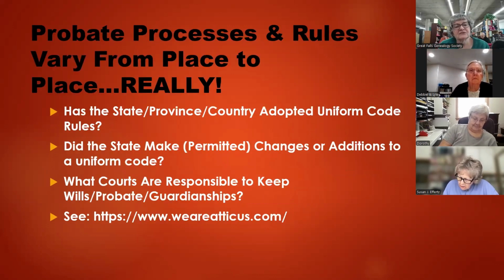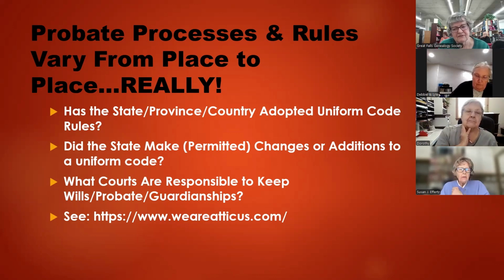Probate processes and rules then vary from place to place, really. So first thing you want to know is go out and find that list. Did that state or that province or that country adopt some kind of a uniform code rule? Because across the world, even with the European Union, there's now uniform code. So you're going to want to look at what's there today, because it will lead you back to what was in each one of those countries.